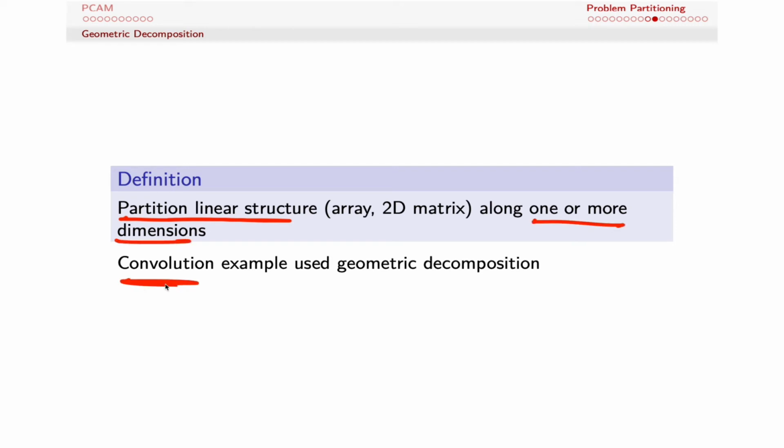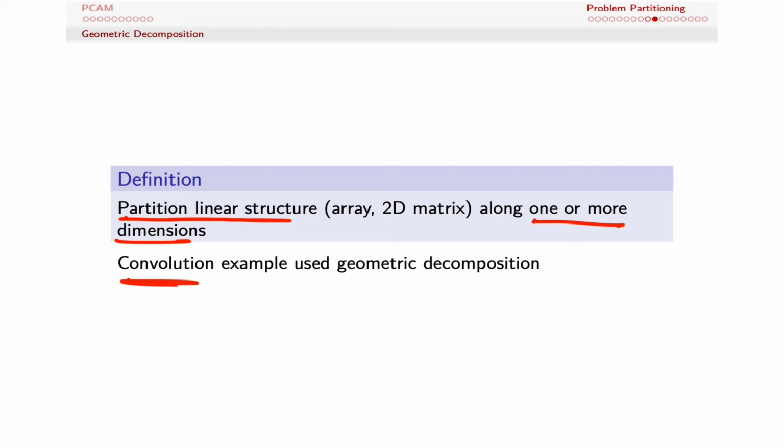And the convolution example that we just worked through is a great example of this geometric decomposition. The first approach that we took was to split it up by giving individual pixels to the processors. And then we backed off from that, partitioning it into vertical bands of pixels, each of which was given to a processor in the multicomputer.